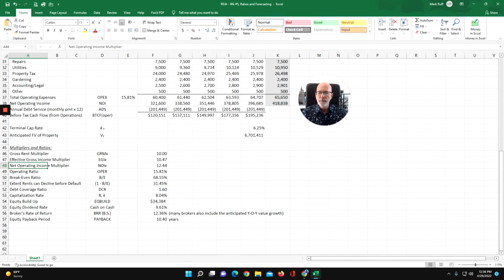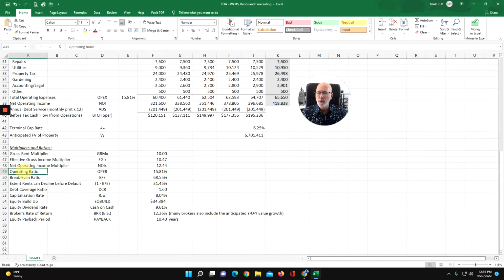Okay, so gross rent multiplier, EGI multiplier, NOI multiplier, basically just looks at the gross rent, the EGI, and the NOI. Now, what do these numbers really mean? Not so much unless you're just looking to get a gauge or a little bit of a handle on how this building may perform presently and may be likely for the next year or so.